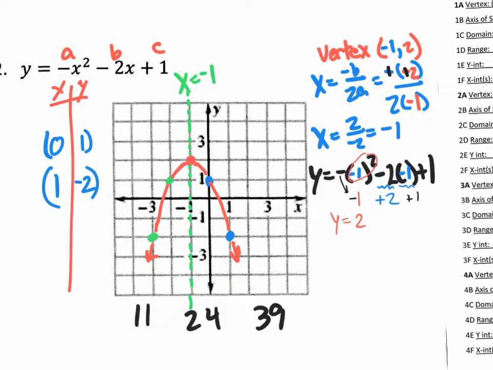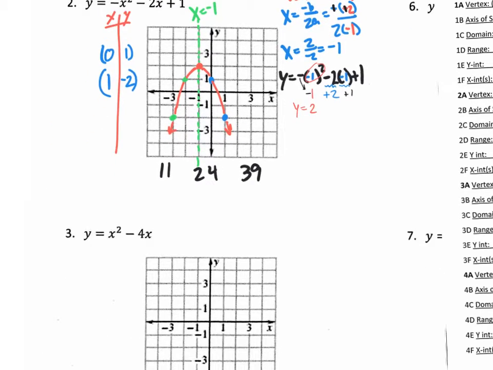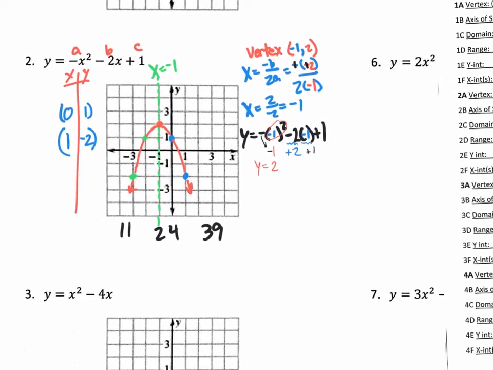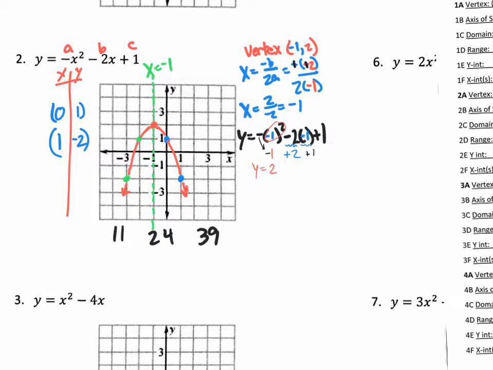Let me repeat, the only time you could use the pattern 1, 1, 2, 4, 3, 9 is if your a value is positive 1 or negative 1. Okay? If it's 2, you have to modify the pattern or just use an x, y table. X, y tables always work. Anyway, let's answer whatever else we can about number 2 here.